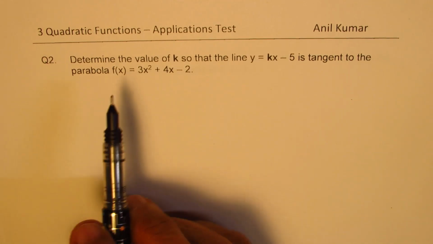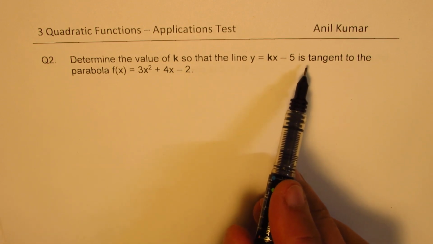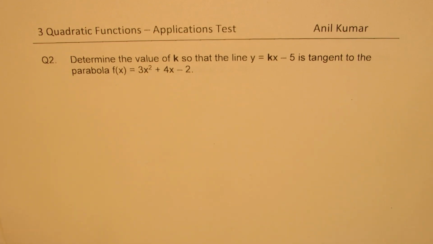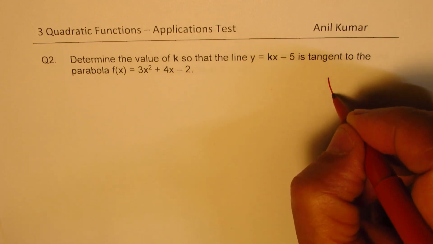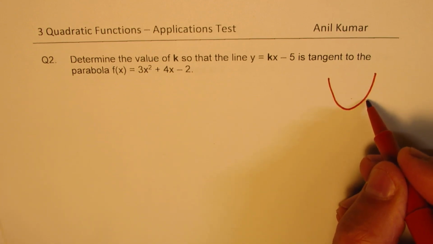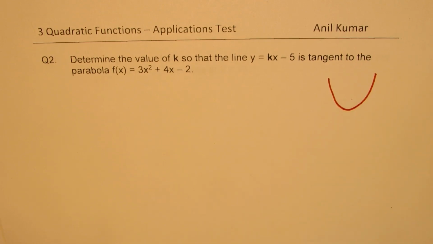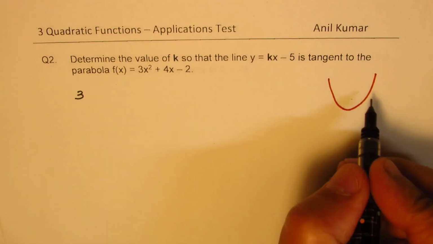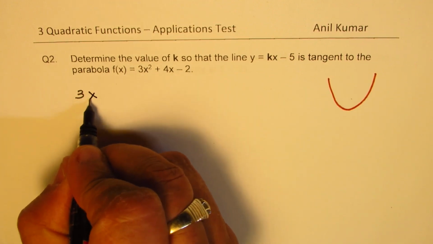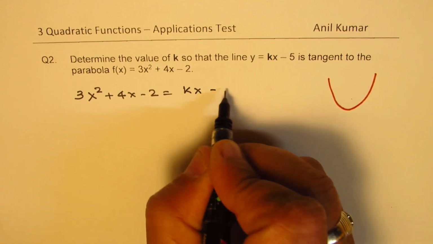Now let's take question number 2. Determine the value of k so that the line y equals kx minus 5 is tangent to the parabola y equals 3x squared plus 4x minus 2. When we are talking about a tangent to a parabola, this line touches only at one point. That is kind of important to understand. So that means at that point, we'll have a common point between the parabola and the line. So we can equate 3x squared plus 4x minus 2 to the line itself, kx minus 5.